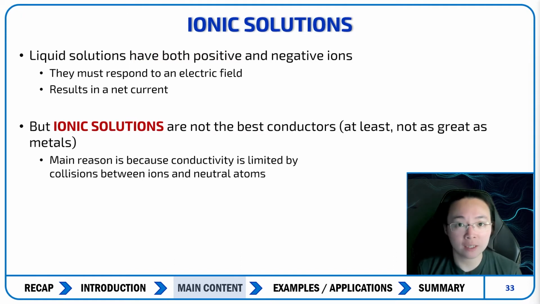Next, we want to take a look at ionic solutions. Liquid solutions can have both positive and negative ions, and they must respond to an electric field. So that means even if you're taking a look at a liquid ionic solution, you can still have a net current. But we have to agree that ionic solutions are not metals, and they're not the best conductors. That is because their conductivity is going to be limited by the natural collisions that take place between ions and neutral atoms.